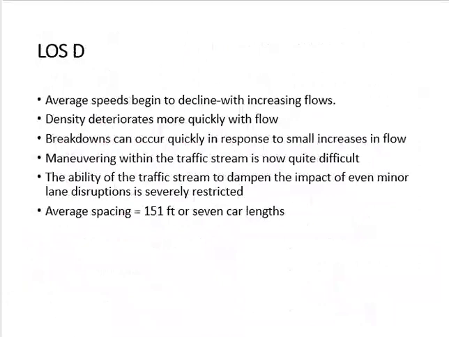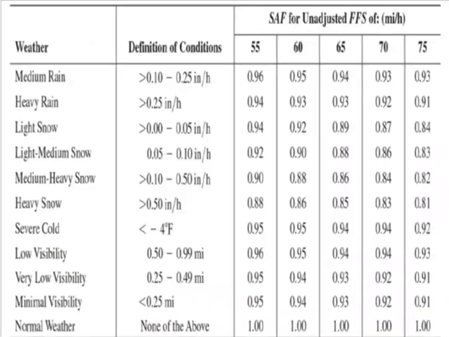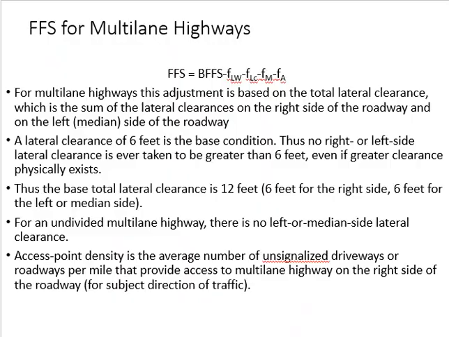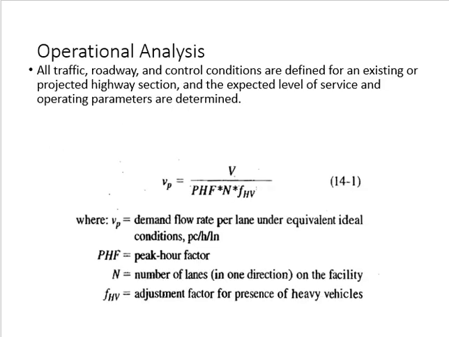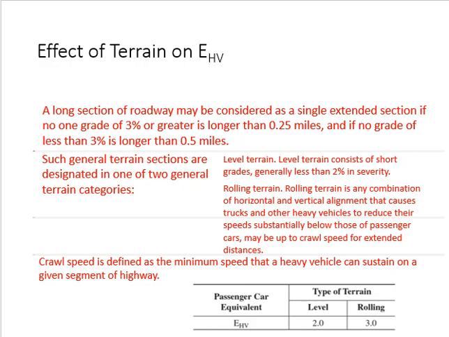Okay, yesterday I showed you the three types of analysis for multi-lane highways and freeways, which were operational, service flow, service volume, and design analysis. In all these analyses, the first step is to find out the free flow speed, and the second step is to find out the heavy vehicle factor for heavy vehicle adjustment, and the third step is to apply one of these equations. So in all of them, you need FHV, the factor for heavy vehicles. That's why I said this is the second step.